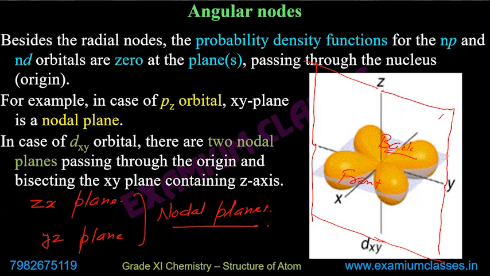Okay. Now, how do you find it? For example, for PZ, I told you it is easy. For PZ, it will be the XY plane. For PY, it will be the ZX plane. For PX, it will be the YZ plane.